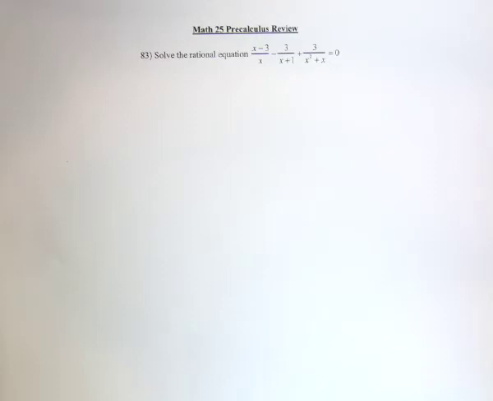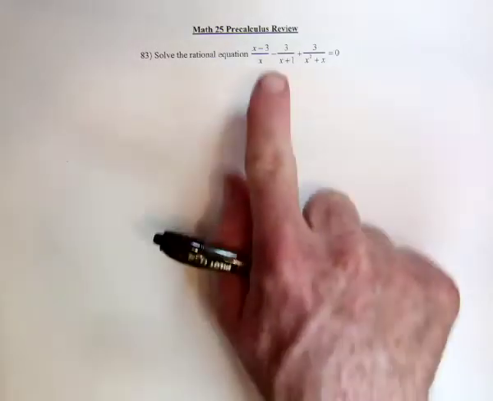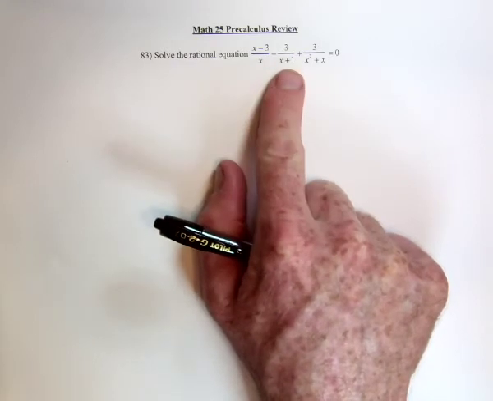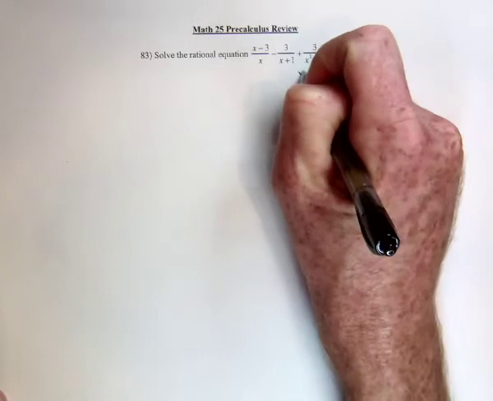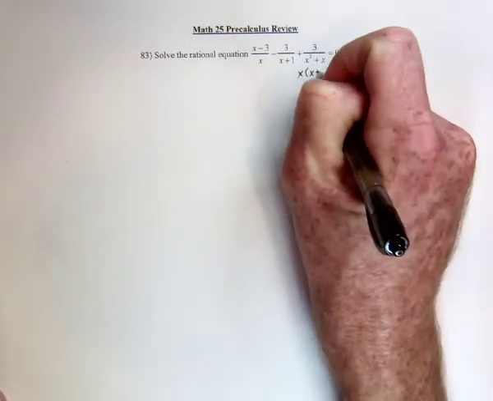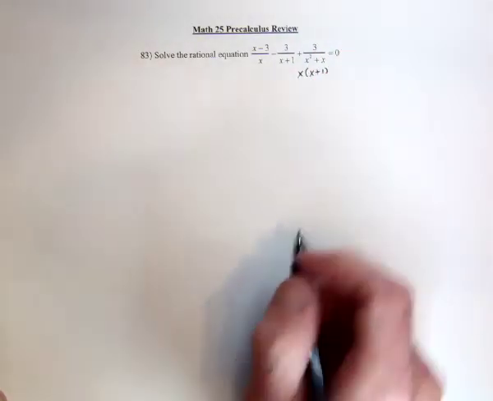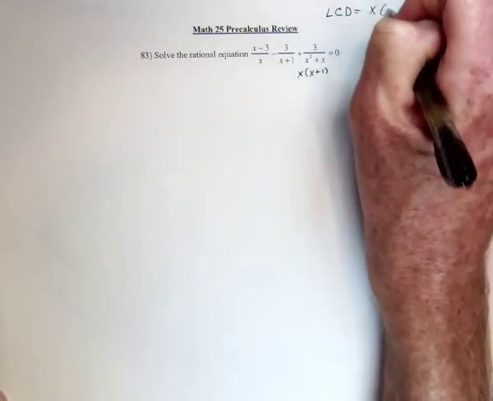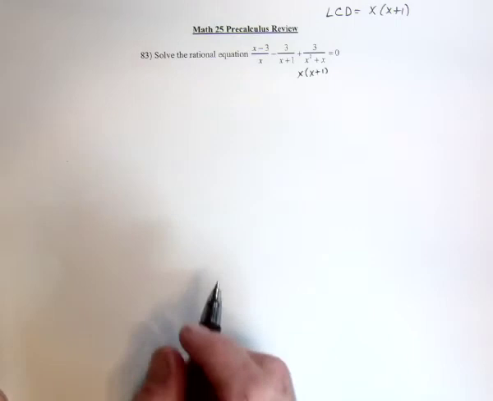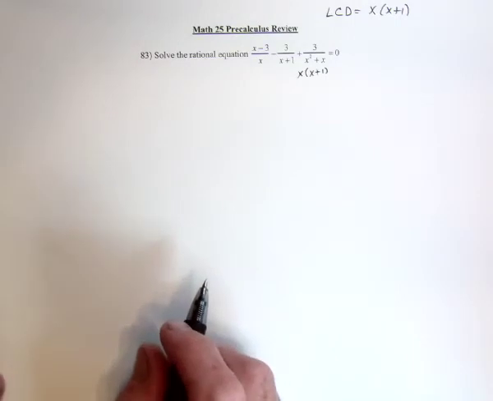So here we've got a rational equation with three denominators: x, x plus 1, and this one, which we should factor. You can factor out an x, so we leave behind x plus 1. That means that the least common denominator is going to have x and x plus 1 in it. Now what I would do is multiply both sides of the equation by the LCD.